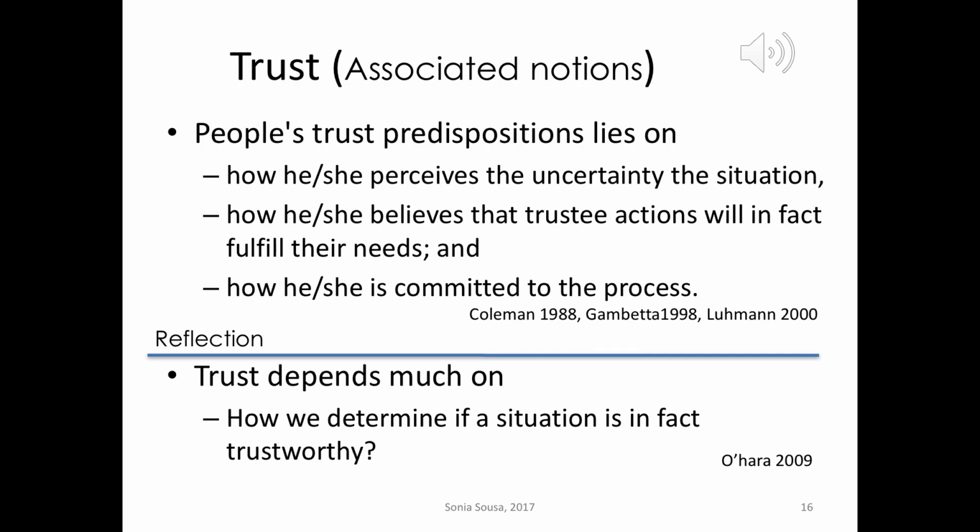So people's trust predispositions lie much on how we perceive certain situations and how we believe that someone or something, the trustee, in their actions will in fact fulfill my needs. This leads me to be more committed to the process or less committed. Trust depends much on how we determine if the situation is in fact trustworthy or not.